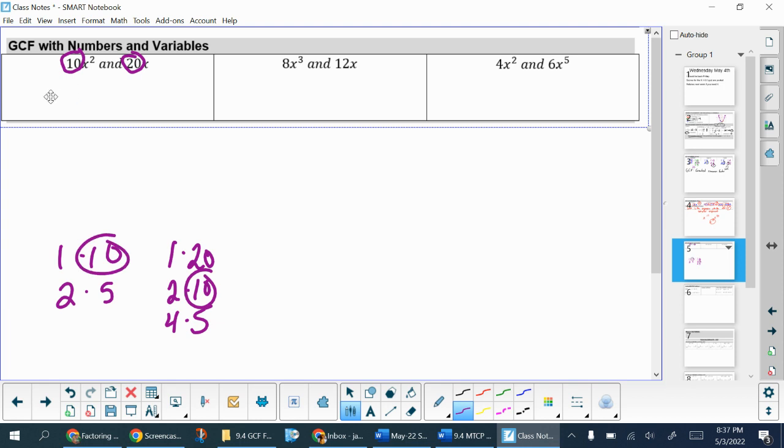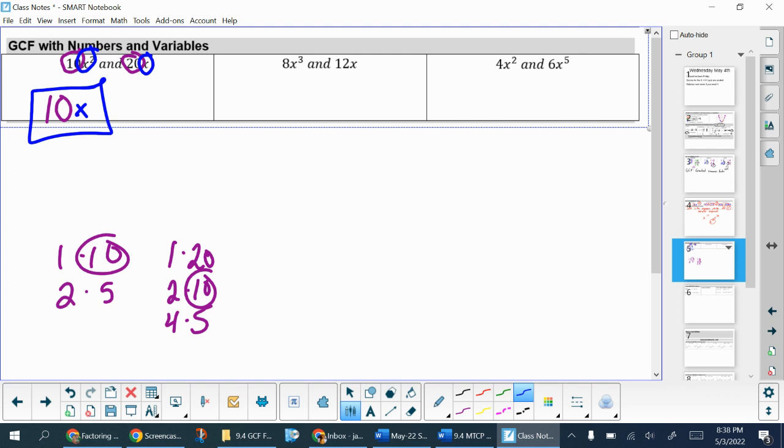So the greatest common factor of these expressions has a 10 in it. Then I look at my variables. I've got x squared and x. Well, x is going to be my greatest common factor. It's the lower exponent. There is an x in x squared, but there's only one x here. So 10x is going to be my greatest common factor.